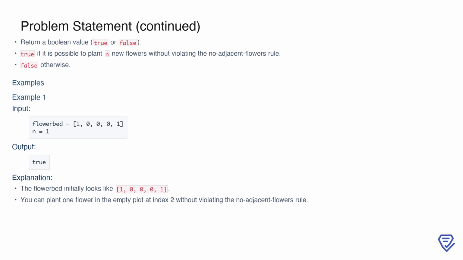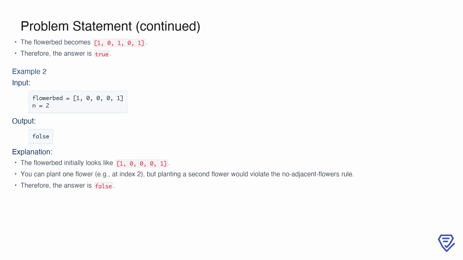For example, consider the input flowerbed equals [1, 0, 0, 0, 1], and n equals 1. Here, the flower bed has 5 plots, with flowers already occupying the first and last plots. You can plant one new flower in the empty plot at index 2. Since this doesn't violate the no adjacent flowers rule, the function should return true for this input. After planting the new flower in the example, the flower bed transforms into [1, 0, 1, 0, 1]. This updated configuration clearly shows that no two flowers are adjacent, meaning the rule is respected. Therefore, the output is true.